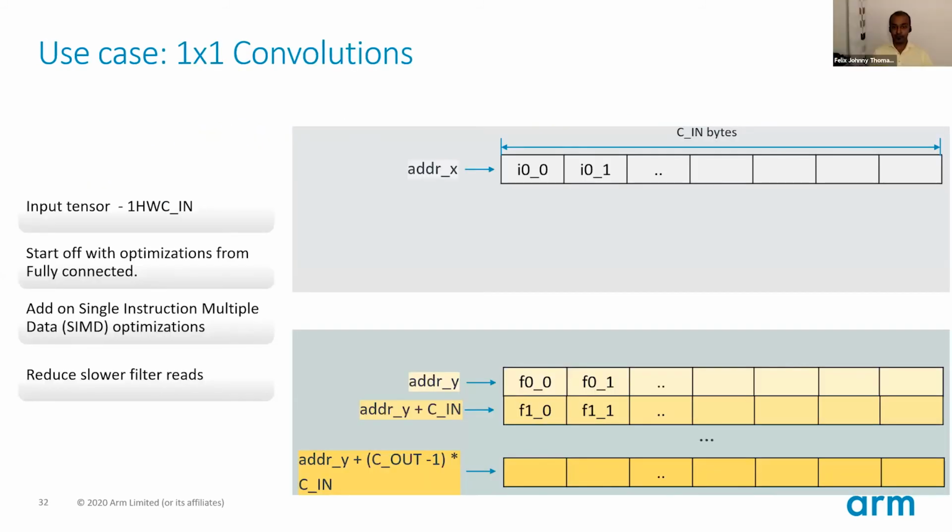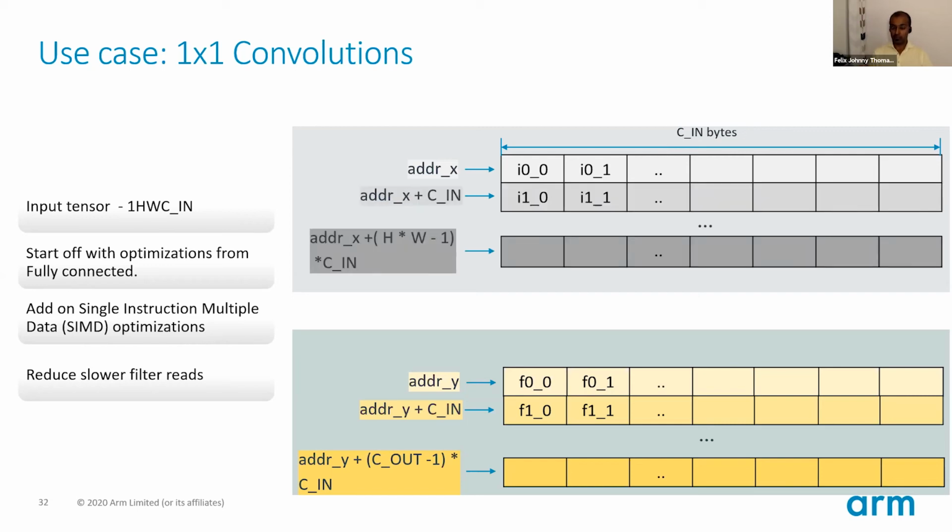So let's move on to the use case of one-by-one convolutions. This is my favorite operator when it comes to convolutions, when it comes to optimization. When it comes to the memory layout of the input and the filters, it looks very similar to the fully connected operator. So you have your column of input, and you have your multiple rows of the filter, and you perform MAC in the same order in which they are stored in memory. The only difference is you have multiple columns as well.